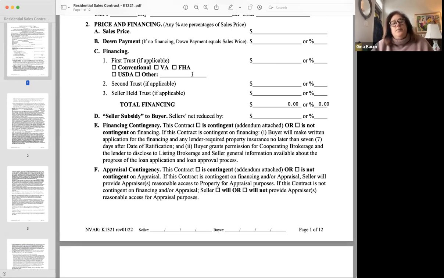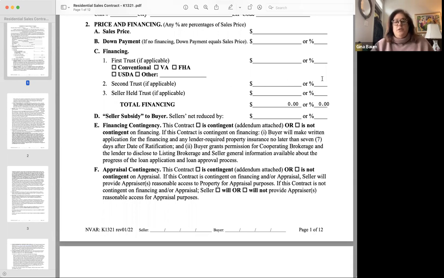So the reason the financing contingency refers to that is because if at any time the buyer changes their financing, that contingency is no longer in place. Okay, so if ever a buyer wants to change their financing, they need to get an agreement signed by the seller that it's okay for them to switch from conventional financing to VA financing. If they don't have that agreement and they still want to switch, they just have to know that that contingency is no longer in place.